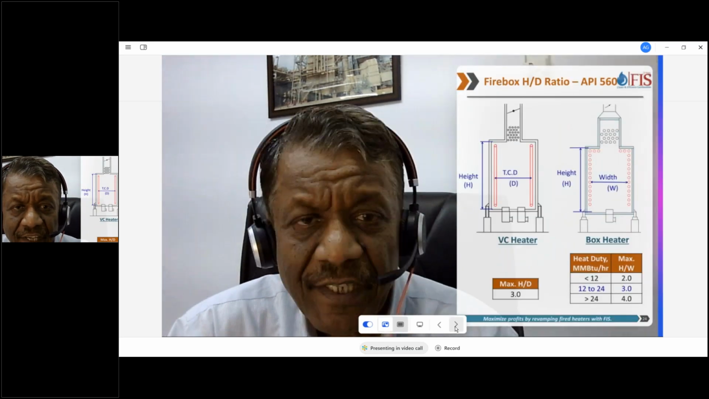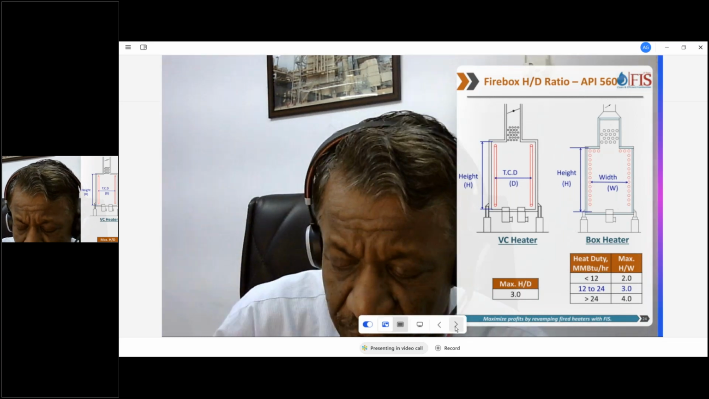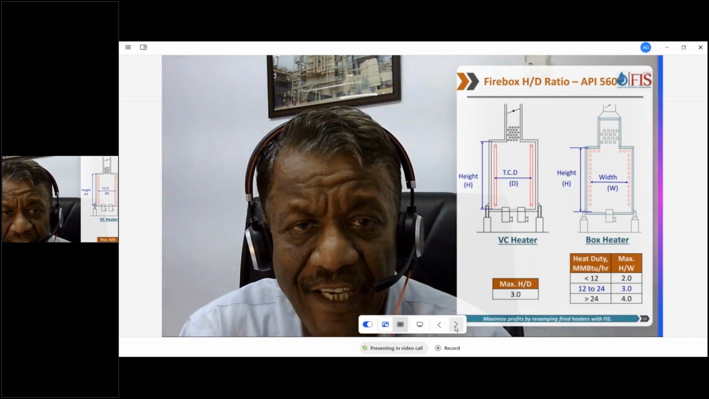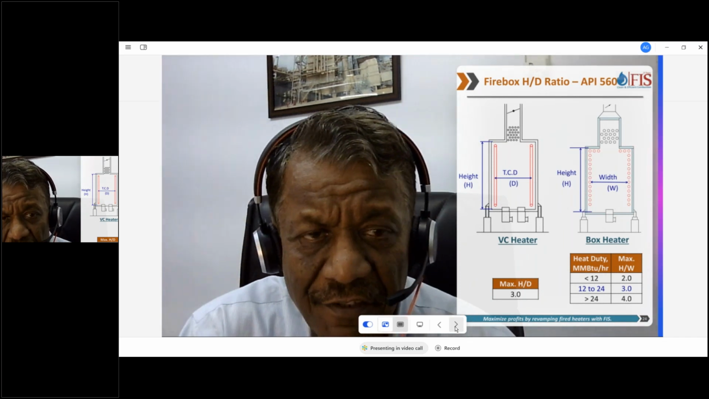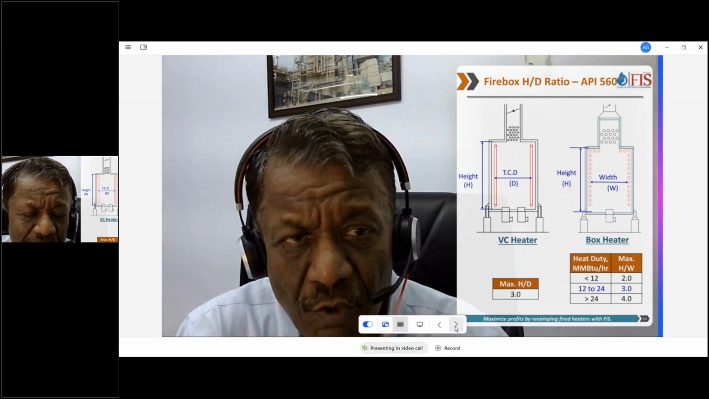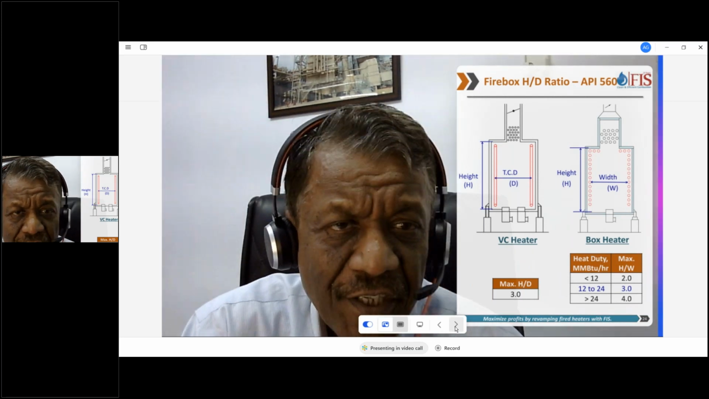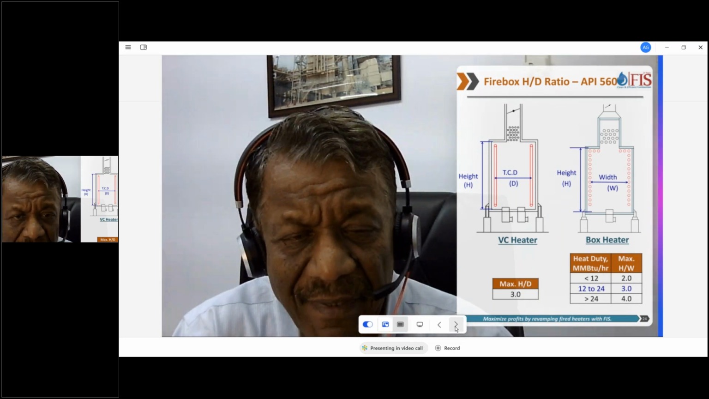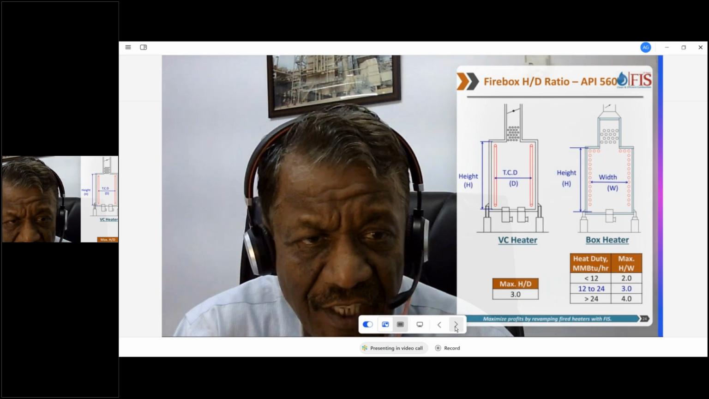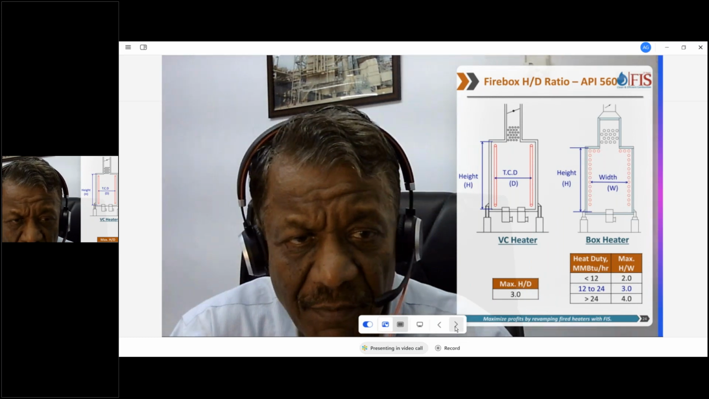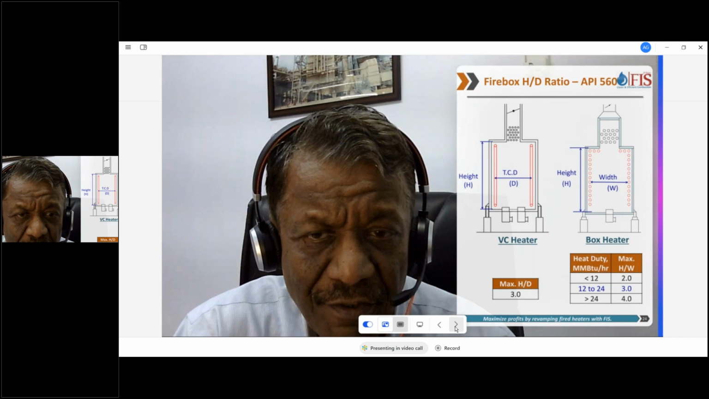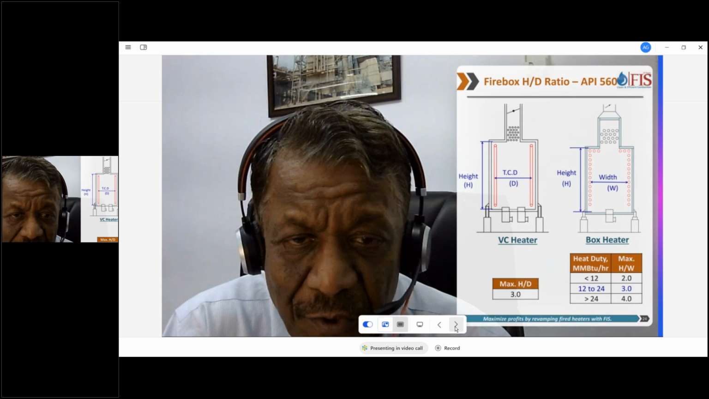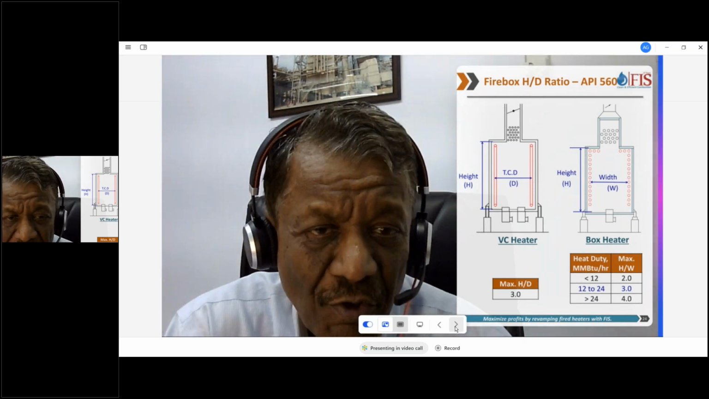So another thing which we want to control for uniform heat transfer is H by D in vertical cylindrical heater, or H by W in box heaters or cabin heaters. API 560 gives maximum H by D of 3 for VC heaters, and they have now gone up to 4. Both numbers used to be 2.75. My recommendation is don't exceed 2.5 or 2.2. The lower the better.